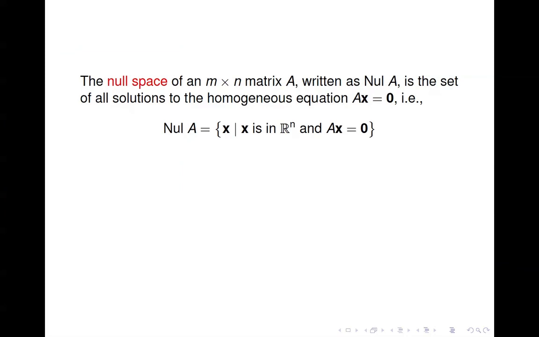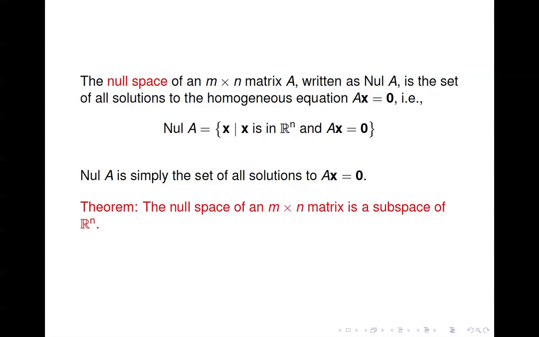We say the null space of an m by n matrix A, written as null A, is the set of all solutions to the homogeneous equation Ax equals 0. Okay, so null A is simply the set of all x such that x is in Rn and Ax equals 0. x has to be in Rn because if A is an m by n matrix and we want to be able to multiply A times x, then there must be an entry in x for every column of A, and so x must be from Rn. So null A is simply the set of all solutions to Ax equals 0.